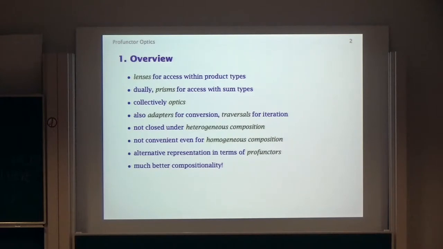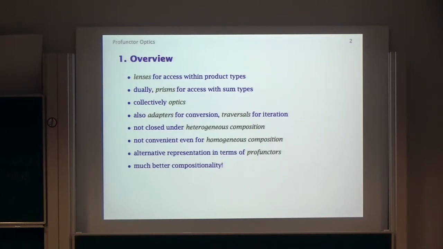As well as lenses and prisms, there are some other variants that I'll show you very briefly. Adapters, which basically just do data conversion, they don't throw any of the data away. And traversals, which iterate over container types, so they also fit the pattern. So these things work quite well, but there's a problem with them. They're not modular. They don't compose nicely.